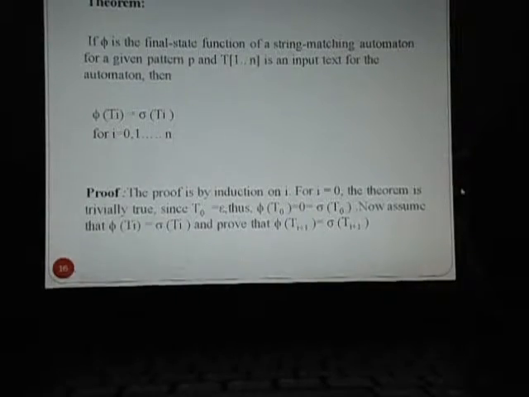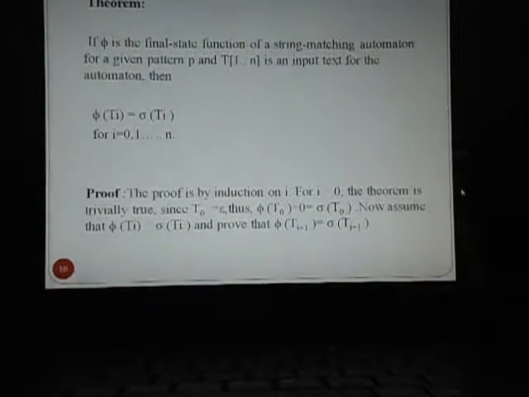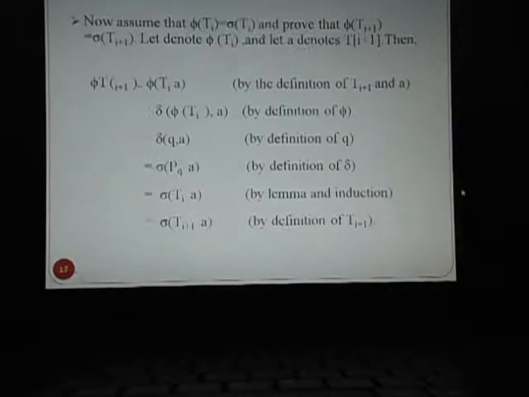sigma of T0. Now we assume that pi of Ti equals sigma of Ti, and we prove that pi of T(i+1) equals sigma of T(i+1). By denoting T(i+1) as Ti followed by a, let a denote the last character of T(i+1).